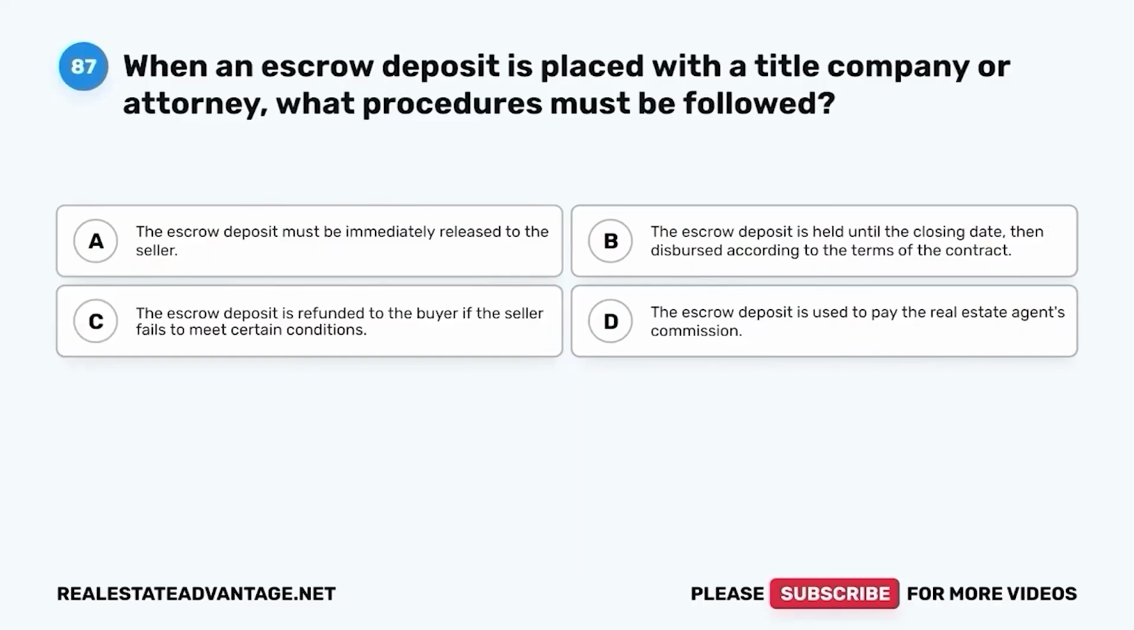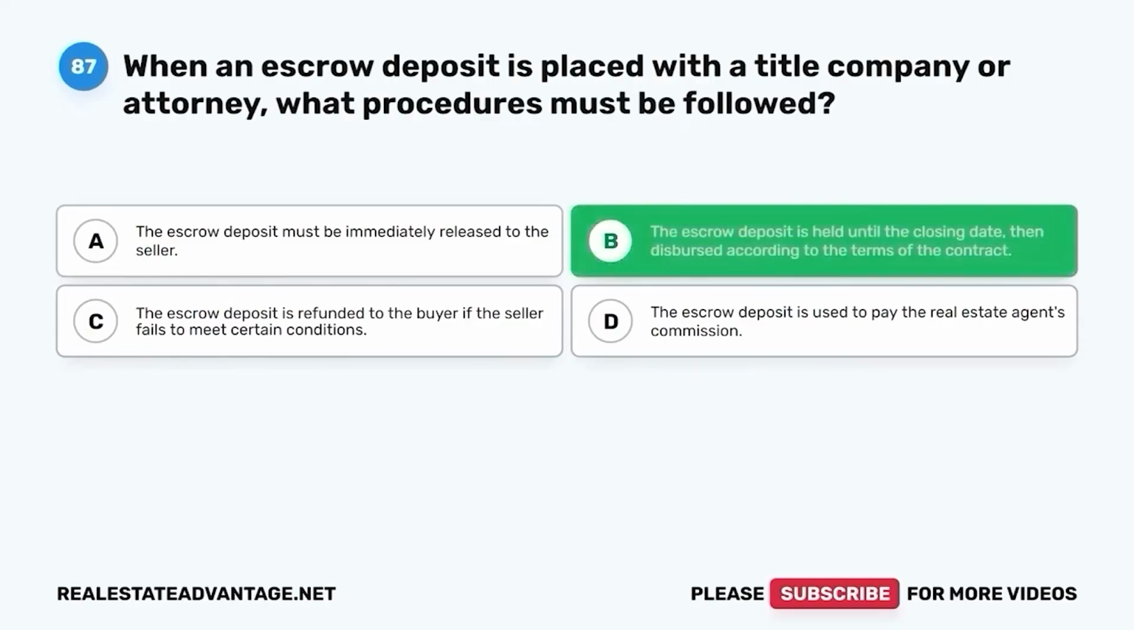Question 87. When an escrow deposit is placed with a title company or attorney, what procedures must be followed? A. The escrow deposit must be immediately released to the seller. B. The escrow deposit is held until the closing date, then disbursed according to the terms of the contract. C. The escrow deposit is refunded to the buyer if the seller fails to meet certain conditions. D. The escrow deposit is used to pay the real estate agent's commission.